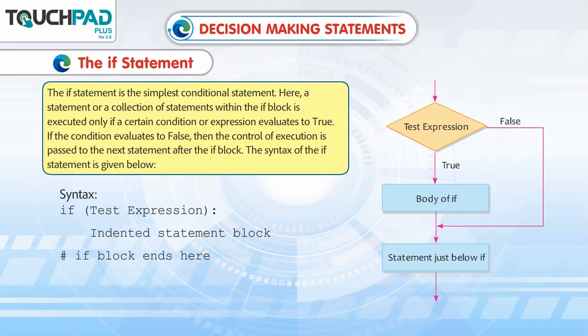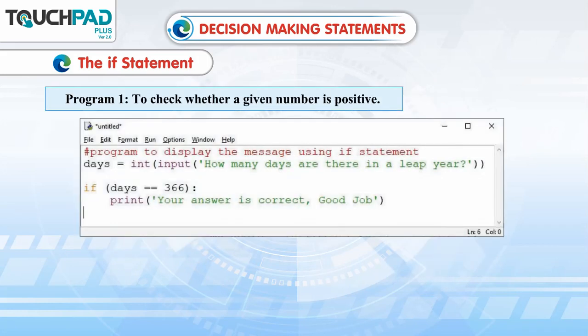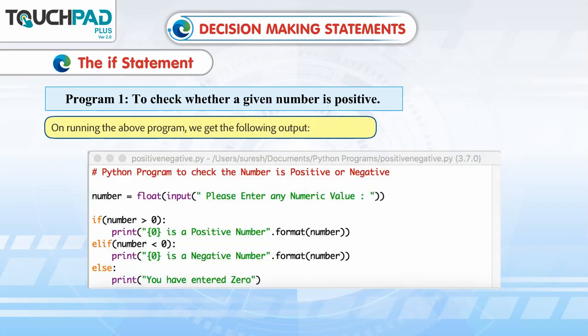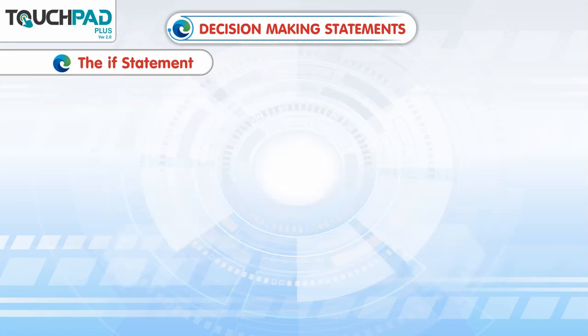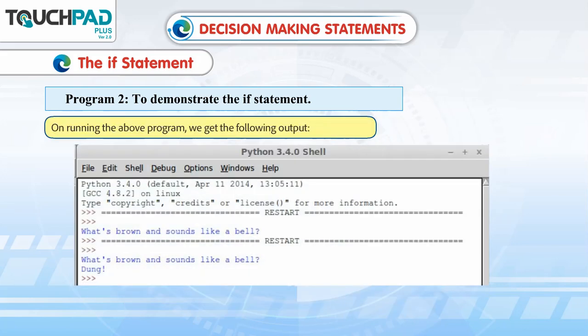The syntax of the if statement is given below. Test expression: if true, body of if; if false, statement just below if. Program 1 to check whether a given number is positive. On running the above program, we get the following output. Program 2 to demonstrate the if statement. On running the above program, we get the following output.